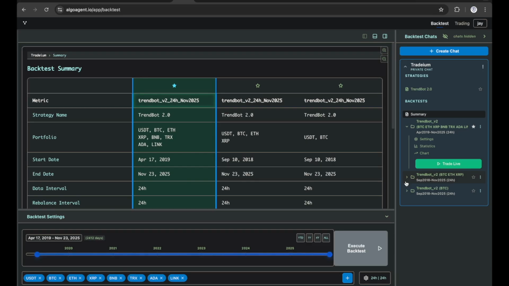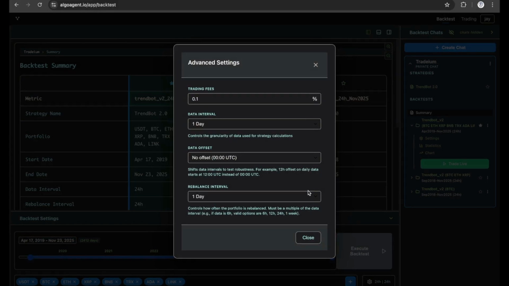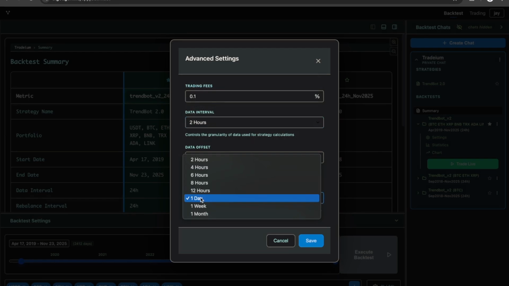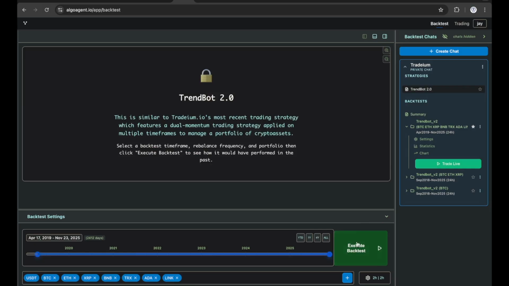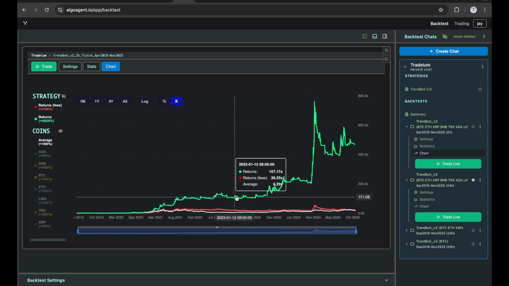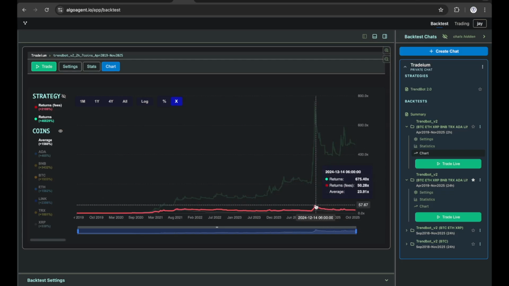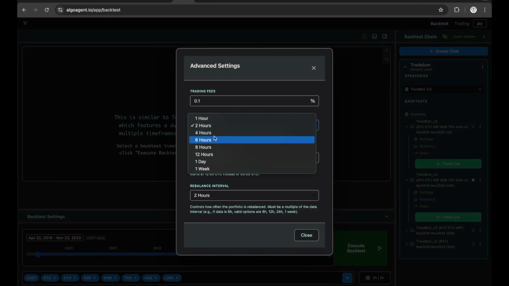All right, now we'll go a little bit further with this portfolio and we will try different rebalance periods. For example, we could try 2-hour rebalances and see how the strategy with that portfolio performs with those settings. And this is definitely not great. The returns without fees are insane, but it gets destroyed with the trading fees, with all that frequent trading and all of the noise that it captures. All right, now let's try the 6-hour rebalance period.